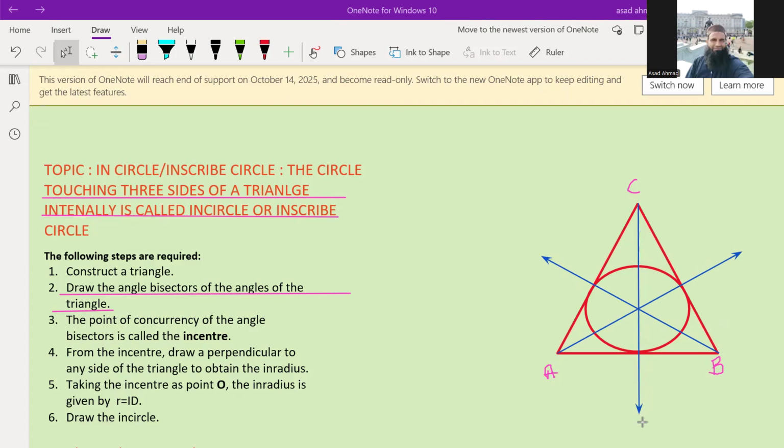And once the angle bisectors are drawn, first of all, you need to label this point as well. So this is, for example, point I, let's suppose, because of the word in center, we label it as point I. And then in the next step, what was required is that the point of concurrency is formed. Then from the in center you need to draw a perpendicular to any side of the triangle, as we have done in the previous diagram. You have to be slightly careful that these are the angle bisectors which are drawn in the diagram. All these are the angle bisectors.